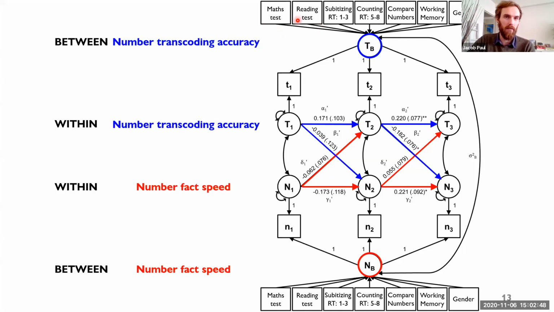We know we've collected these first maths and reading tests upon school entry, and we've also collected some cognitive measures. So how fast can they count a collection of dots? How fast can they compare numbers? What their visual spatial working memory span is, and we also included their gender.